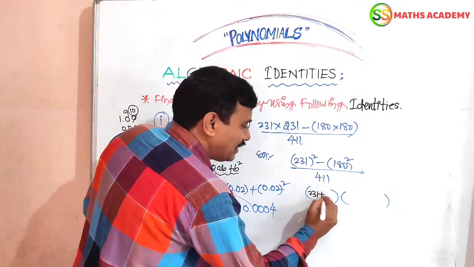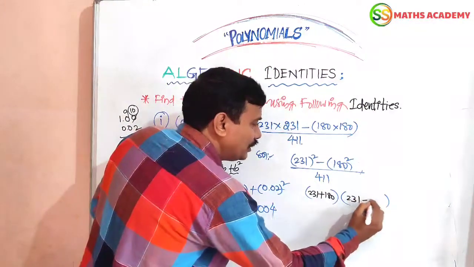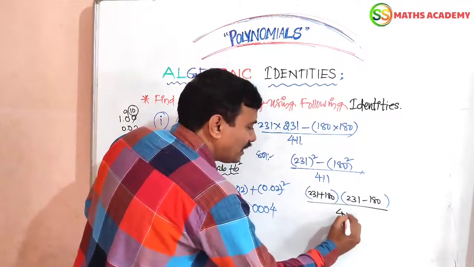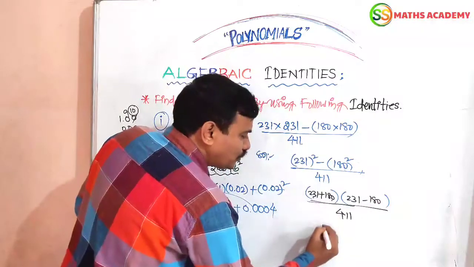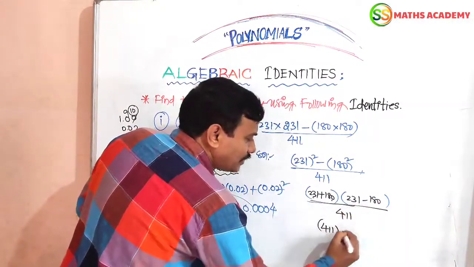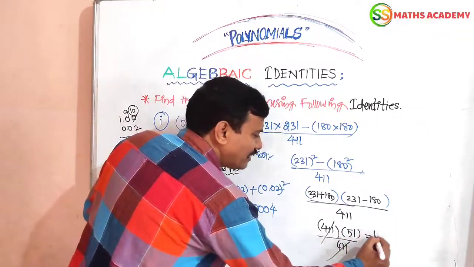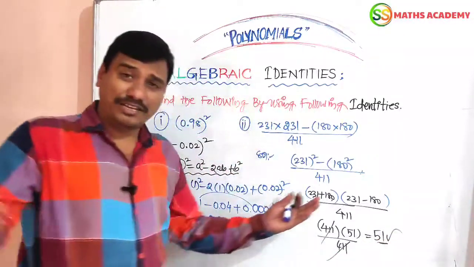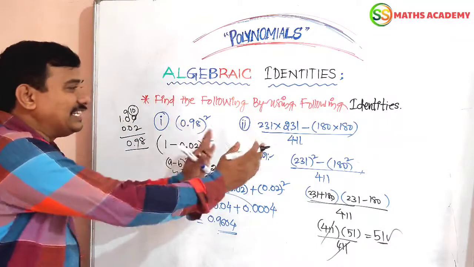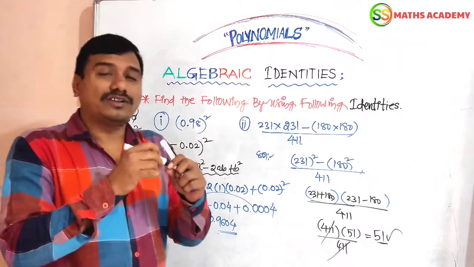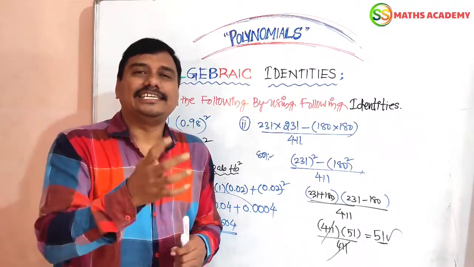(a plus b) into (a minus b) by 411. Friends, the sum of these two is 411. So subtracting these two gives 51 by 411. 411 gets cancelled. I should get simply 51. In this way, we have to convert the values in the easiest manner, friends.